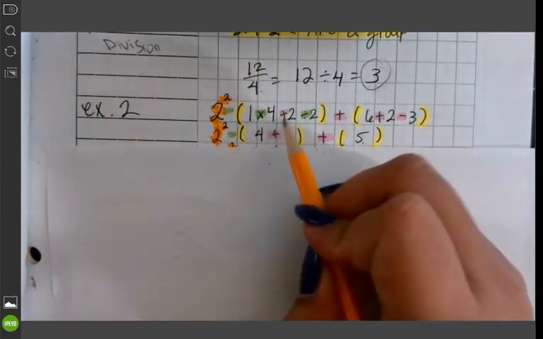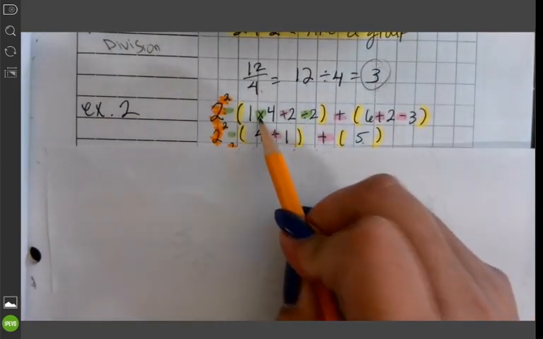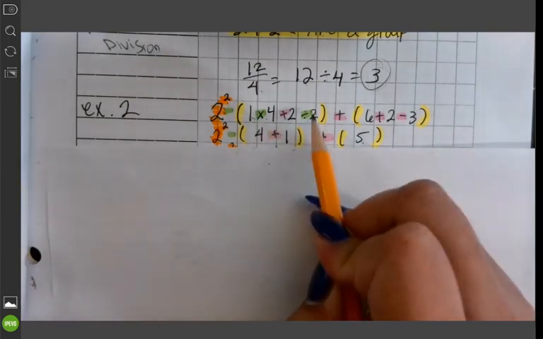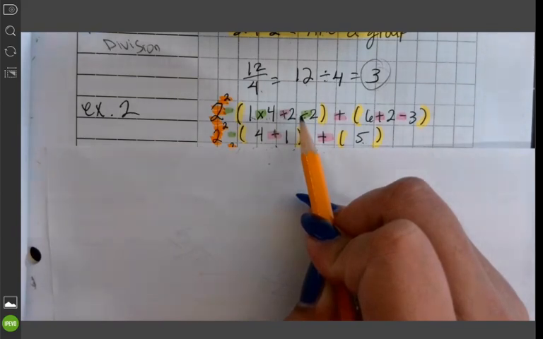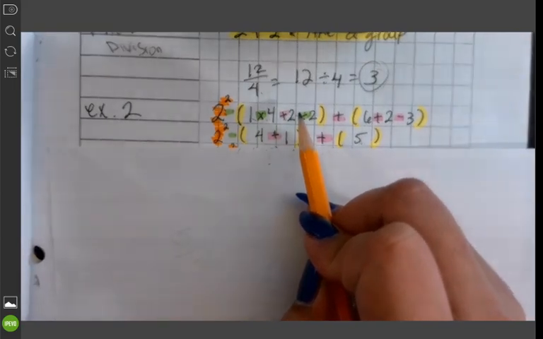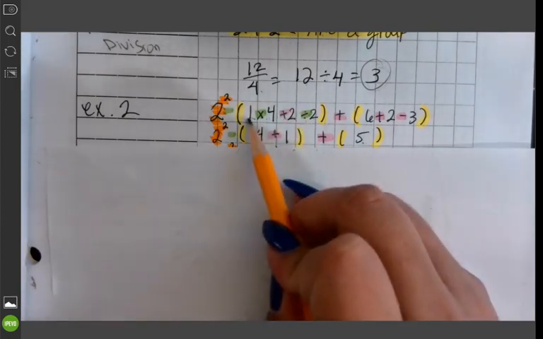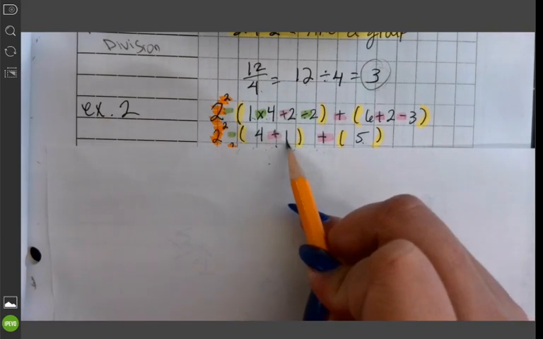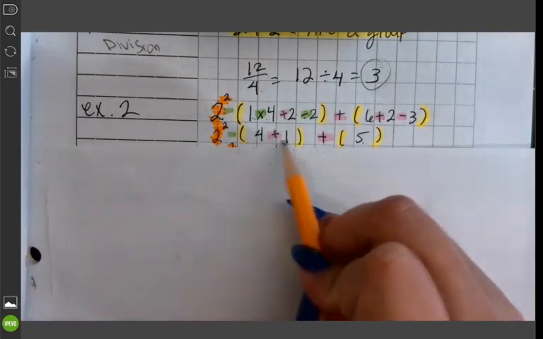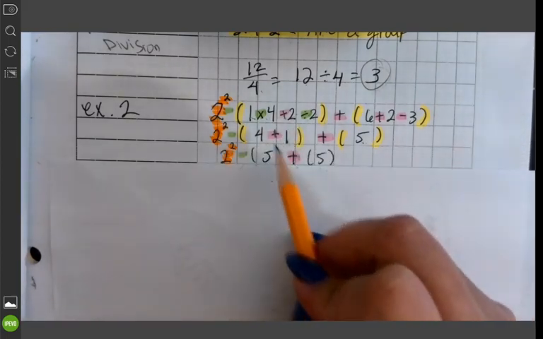I also messed around with this group a little bit. I know that I have to multiply these two first, and then divide these two first before I add them together, because multiplication and division come before addition and subtraction. So 1 times 4 is 4, and 2 divided by 2 is 1. So I have 4 plus 1 here. This group is still not done. I have to get this even smaller. So 4 plus 1 is 5.